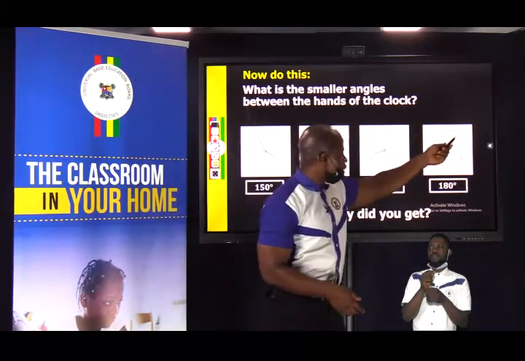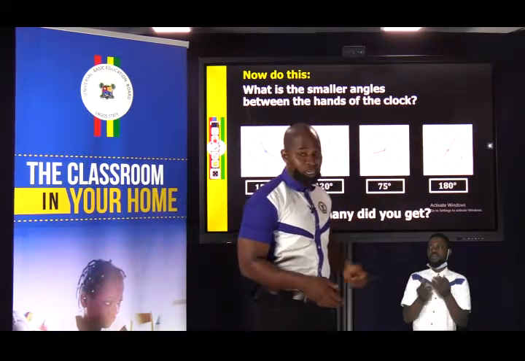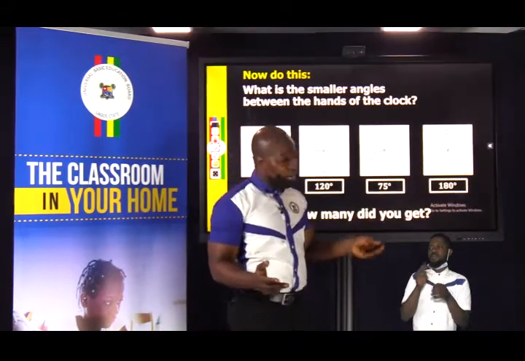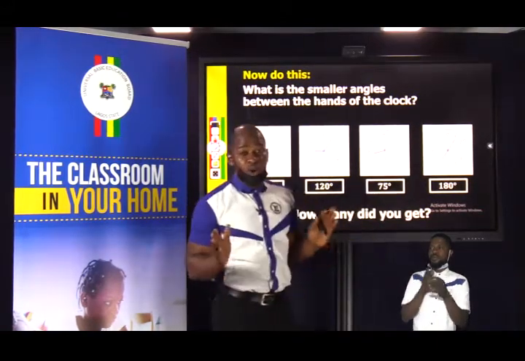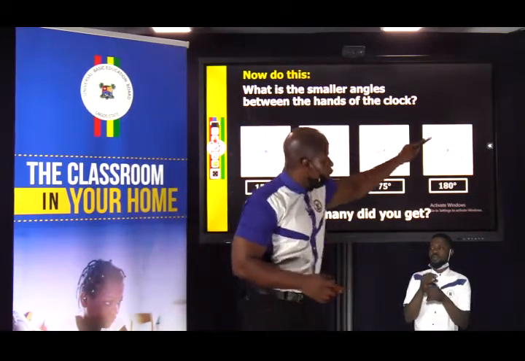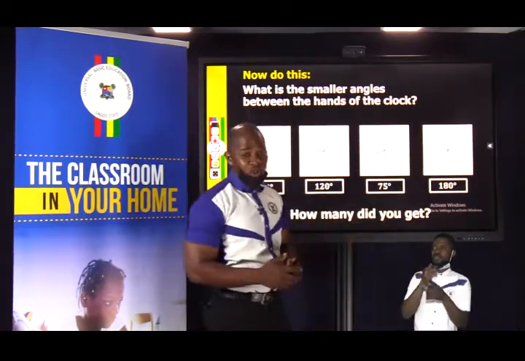Now, this one is very easy to get. It's a straight line, and that is 180 degrees. You don't even need to calculate. Anytime you have a straight line, the angle is 180 degrees. So whether you go this way or you go this way, it's the same, it is 180.